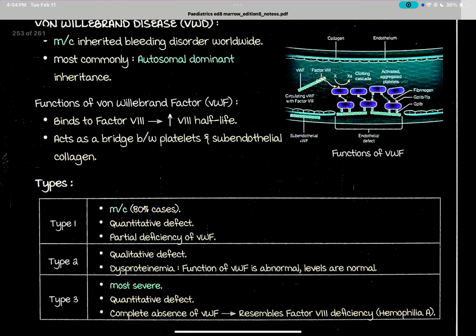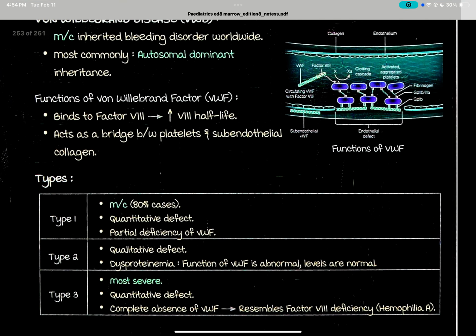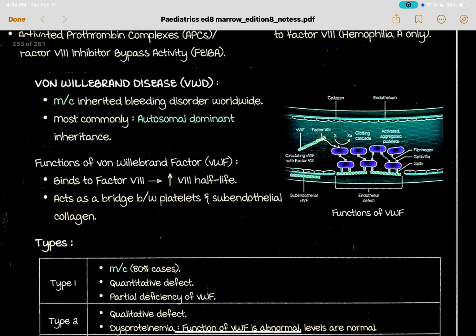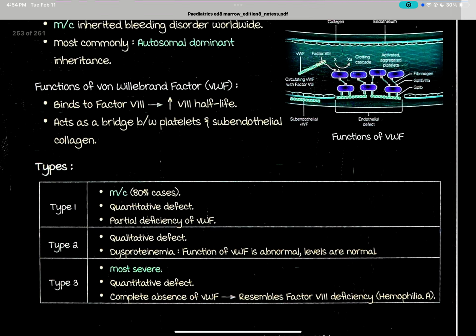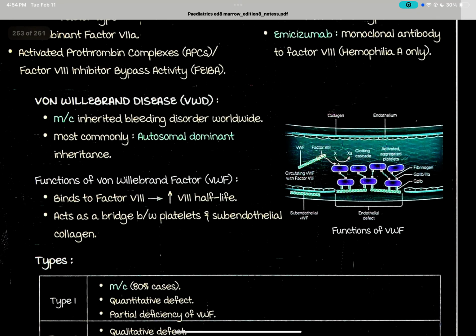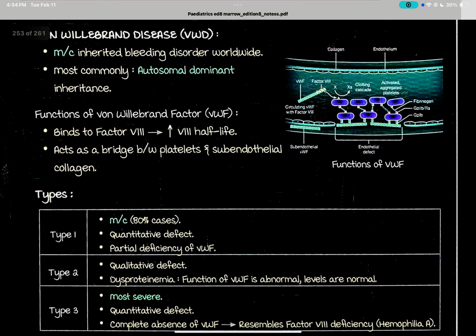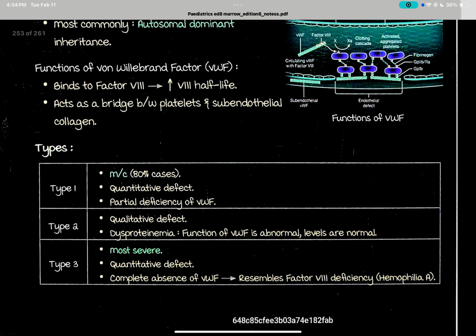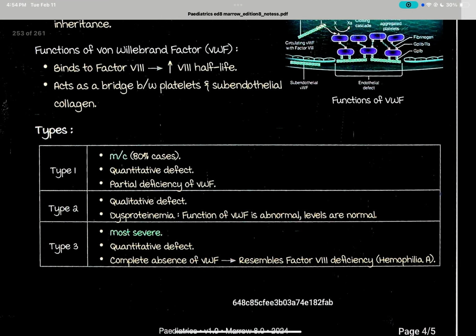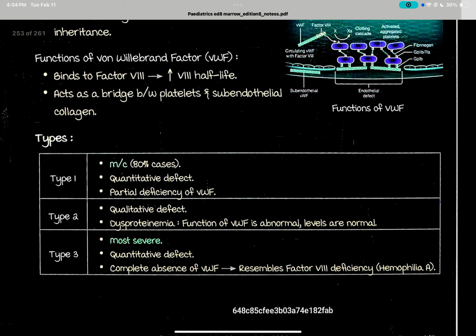Functions of von Willebrand factor: binds to factor 8, increases factor 8 half-life, acts as a bridge between platelets and subendothelial collagen.